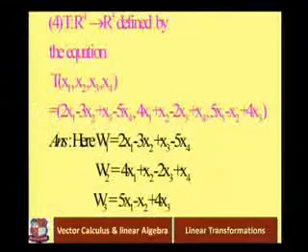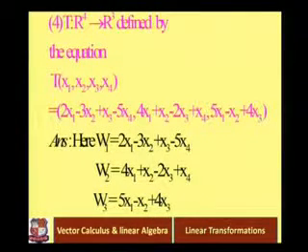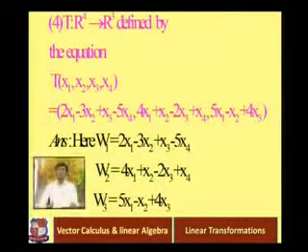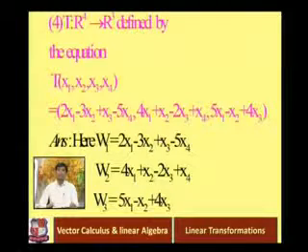Now let's see the next example. T from R4 to R3 is defined by the equation: T of (x1, x2, x3, x4) is equal to 2x1 minus 3x2 plus x3 minus 5x4. That is the first coordinate. The second coordinate is 4x1 plus x2 minus 2x3 plus x4, and the third coordinate is 5x1 minus x2 plus 4x3. So the first coordinate is w1, the second coordinate is w2, and the third coordinate is w3.